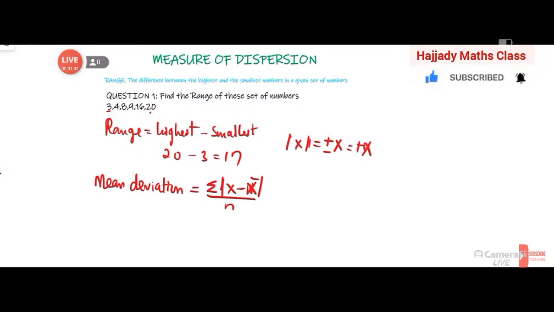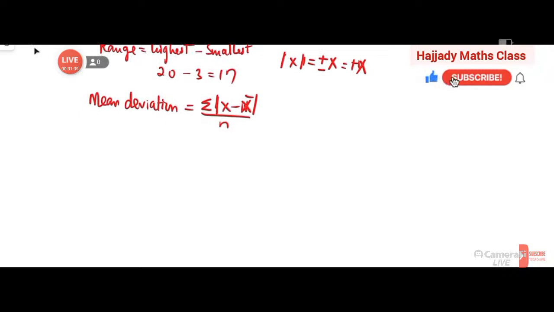Now let's consider a situation whereby we have a new data set. We are going to consider the mean deviation for this same data set: 3, 4, 8, 9, 16, and 20. So our observation is 3, 4, 8, 9, 16, and 20. So we are to calculate the mean deviation.